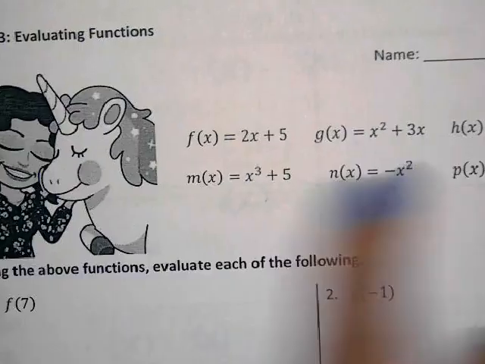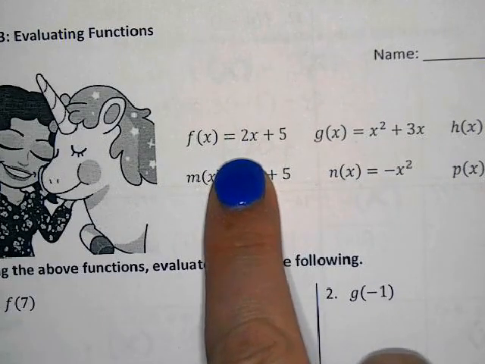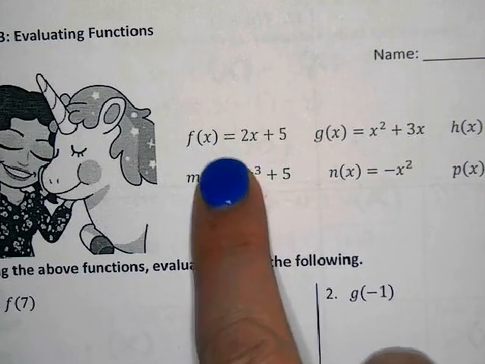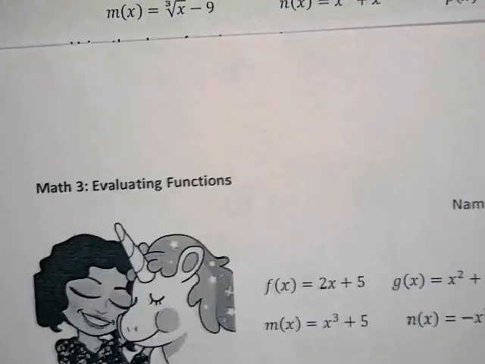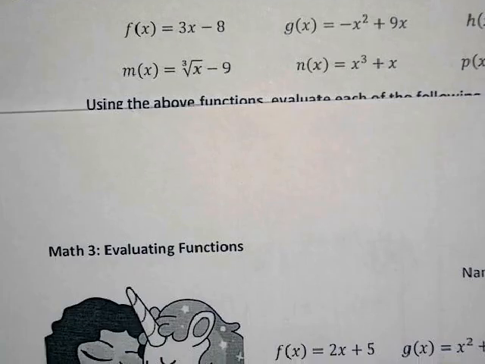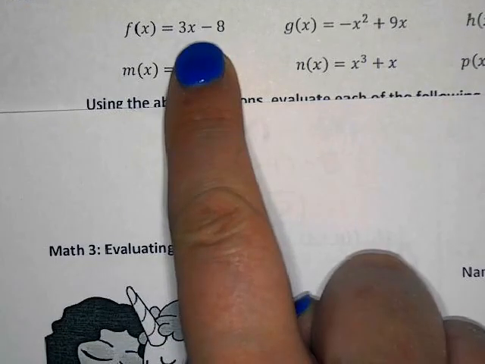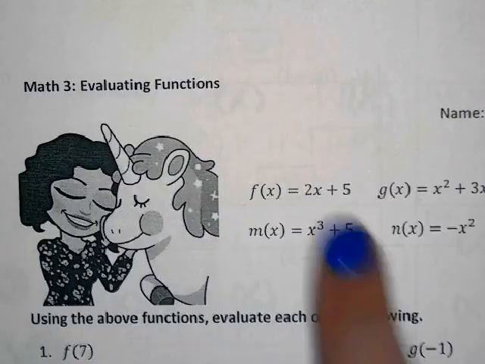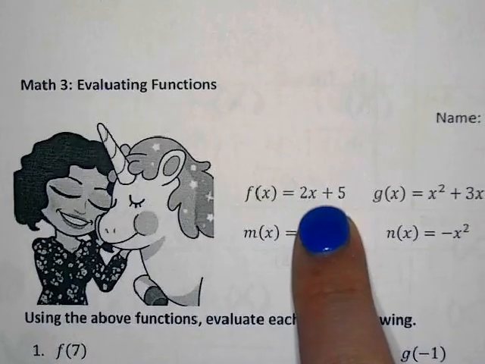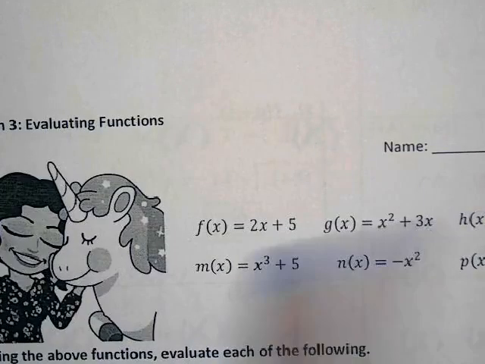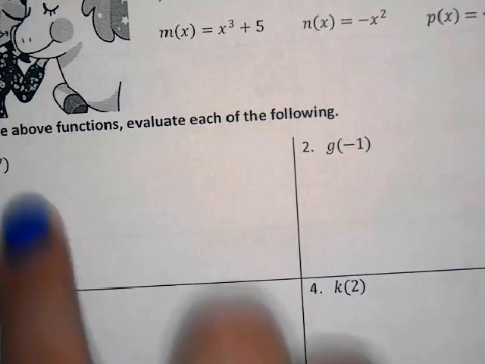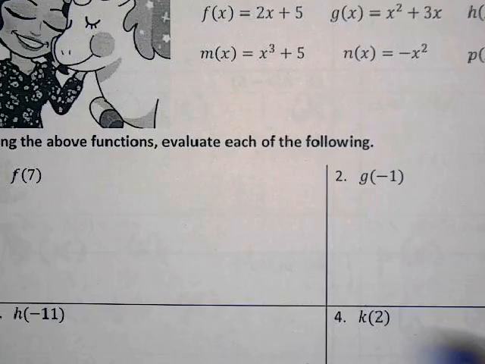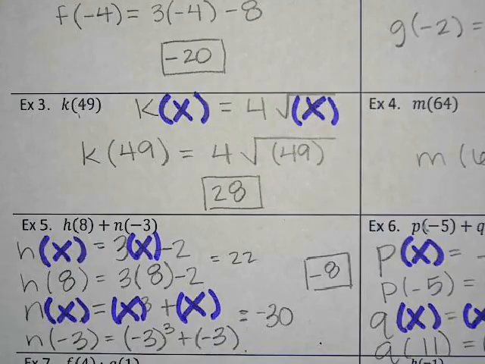So f of x is not 3x minus 8. f of x is now 2x plus 5. So the functions are different than they used to be. And then it's going to ask you to plug in numbers into the functions. So for today, what we're going to do is the front side of the page only. We're going to do 1 through 10. Does that sound doable? 1 through 10, front side of the page only. Can we do that? All right.